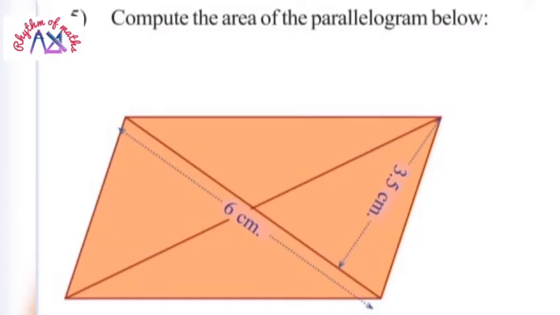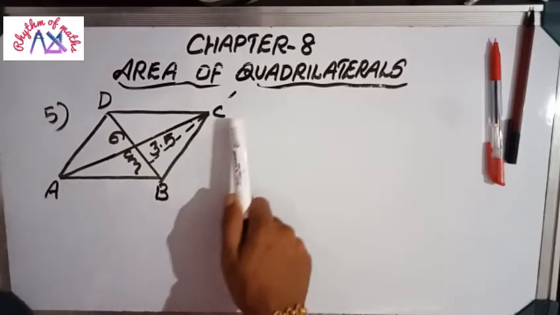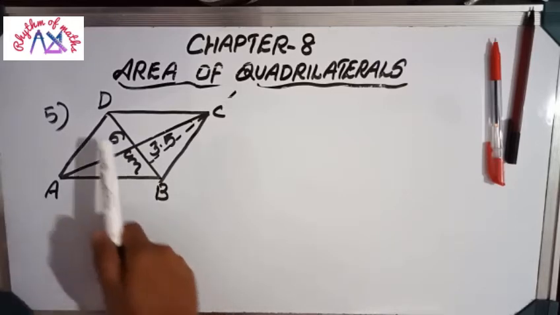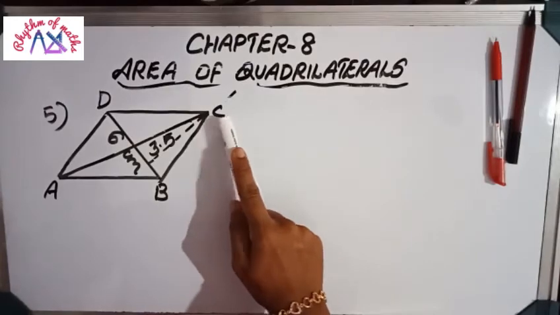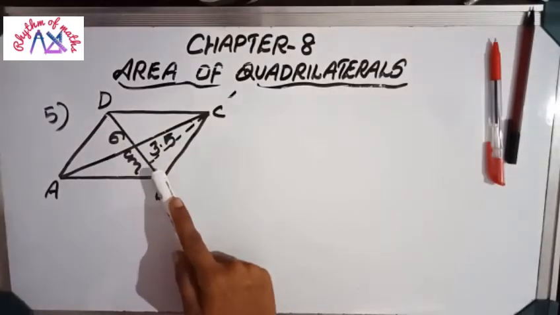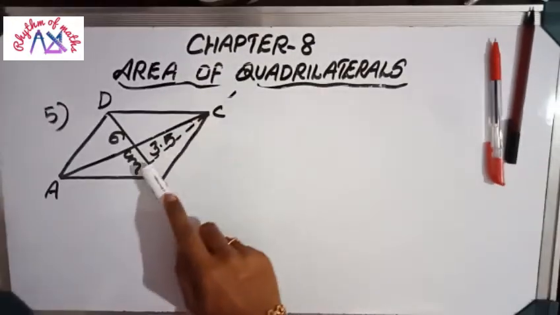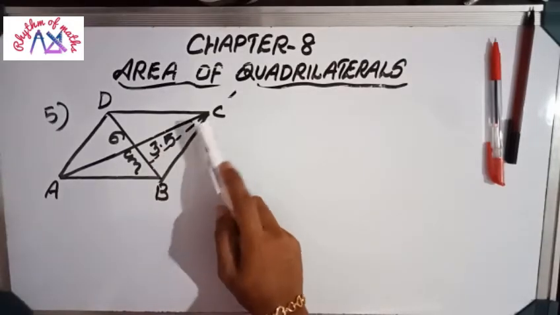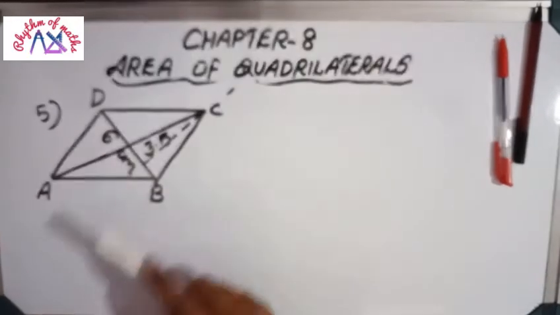Question number 5 is compute the area of the parallelogram below. Here in this question we have to find area of parallelogram ABCD. Here one diagonal measurement is given, that is 6 centimeter. Diagonal DB is given as 6 centimeter, and from the point C, perpendicular height to this diagonal is 3.5 centimeter. C to this point, this is a height, and that height is given as 3.5 centimeter. This is not height of parallelogram, this is just a perpendicular height from C to the diagonal DB.